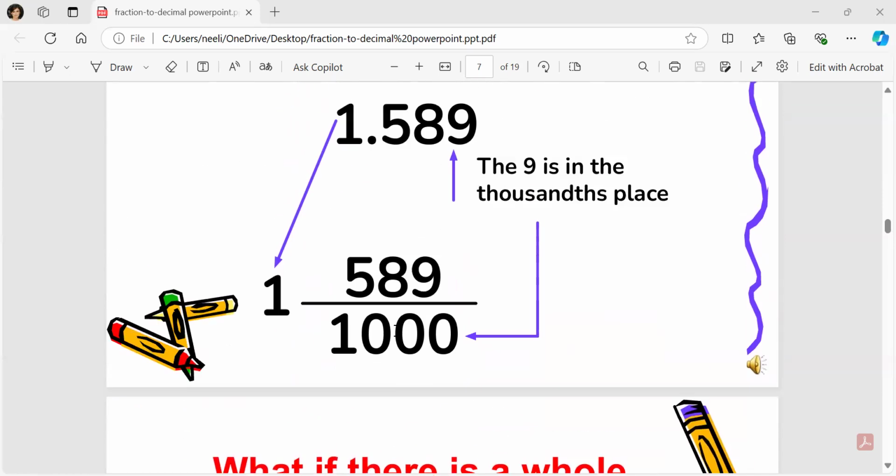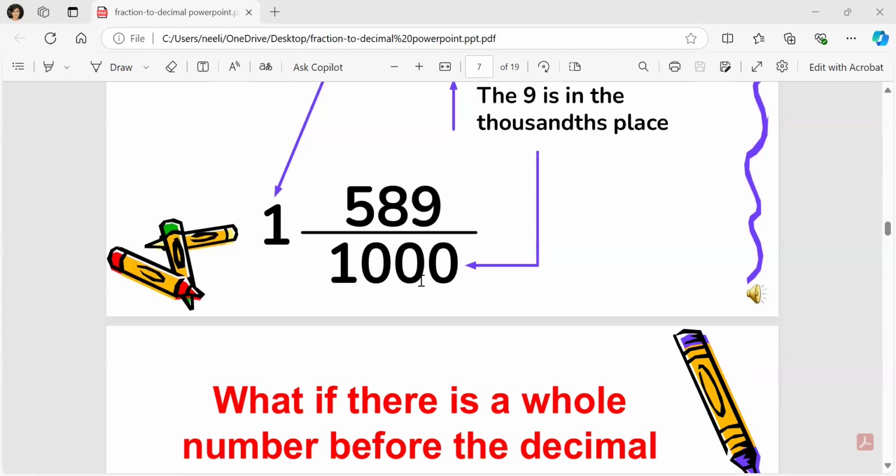Very simple. 1 we have written as a whole number, and then the numbers which are coming on the right side of the decimal are written as 589 upon 1000. Since the 9 is at the thousandth place, in the denominator it will be 1000.